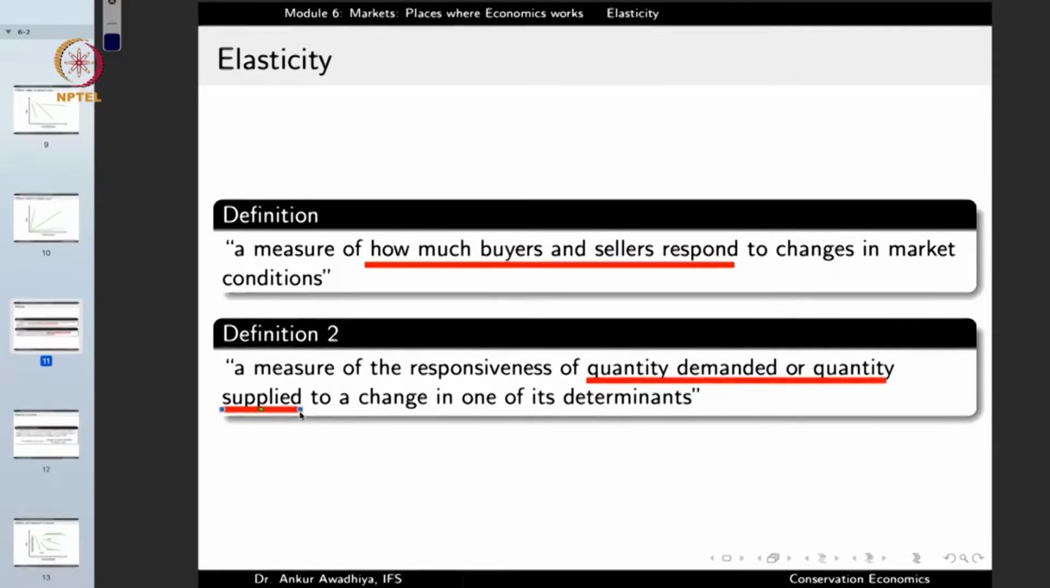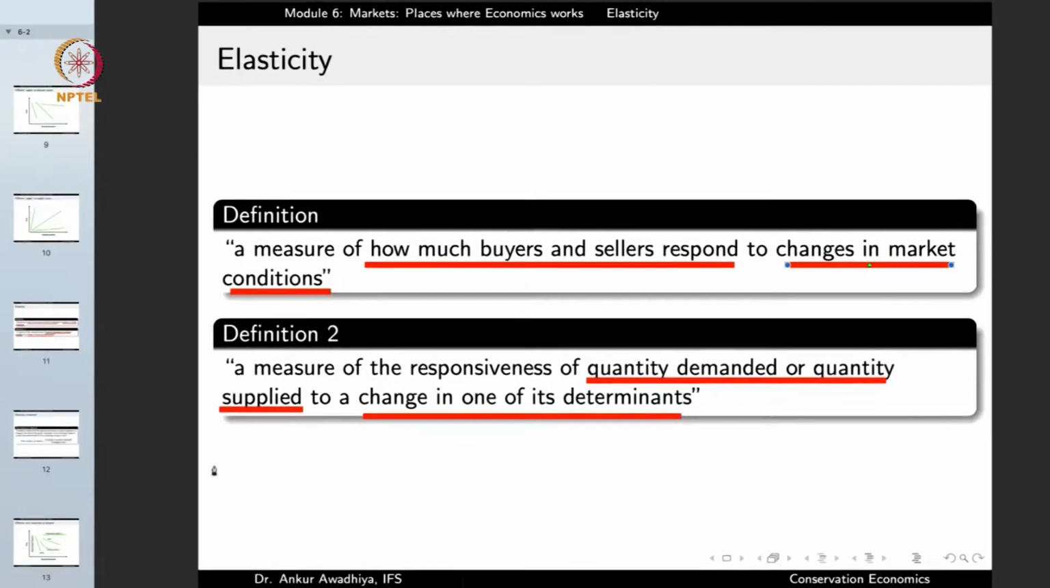So if there is a response of the buyers, then we will see a change in the quantity demanded. If there is a response in the sellers, we will see a change in the quantity that is supplied. And we are trying to measure this response in terms of changes in the market conditions, or in terms of changes in the determinants of the quantity demanded or supplied. So this is elasticity.